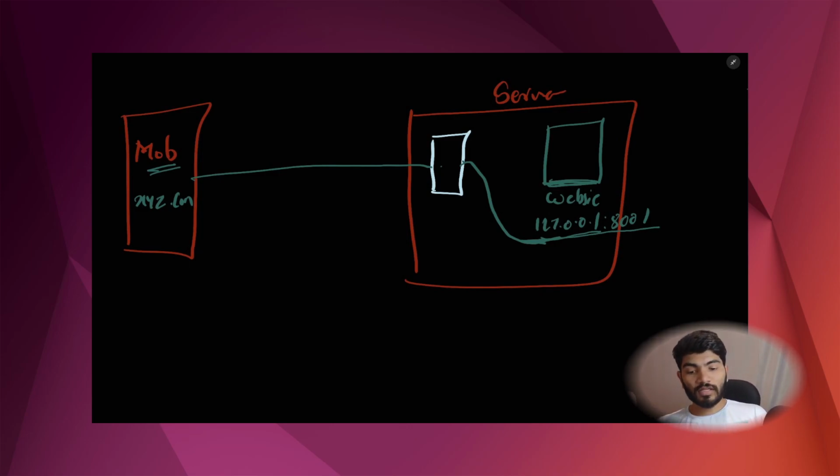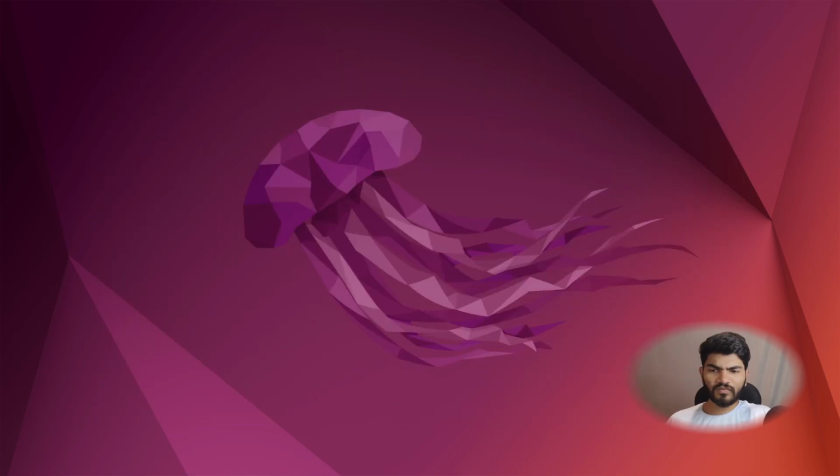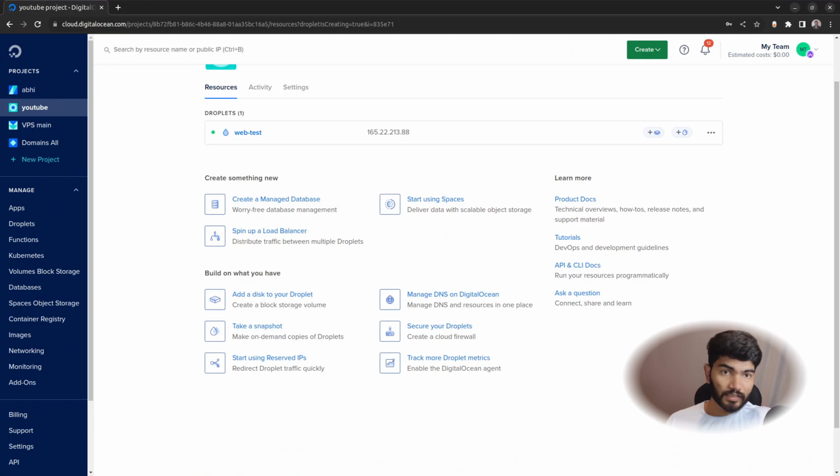Okay, let's move forward and do the practical right here. First thing first, you should have a cloud account. If you don't have a cloud account, please feel free to click on the link in the description, where you will get $200 credit for DigitalOcean. And if you have a cloud account, it doesn't matter which one you are using, Vultr, AWS, DigitalOcean, Linode, whatever, follow the exact same process.